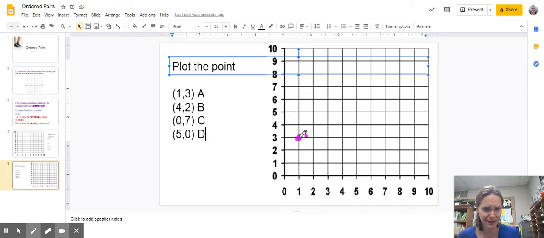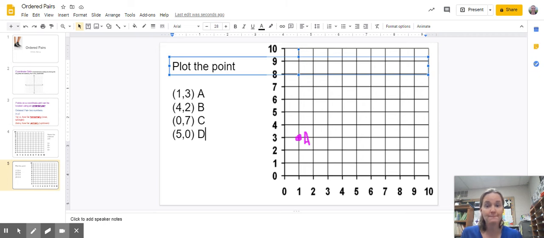And again, I'm doing my best with the mouse, which is not great, to get it right there in the center between where the 1 line meets the 3 line. It's not in the middle anywhere. It's not like here or here or here. It's got to be right there at the X where those 2 lines meet. That is point A. Or I could label that point 1, comma, 3.